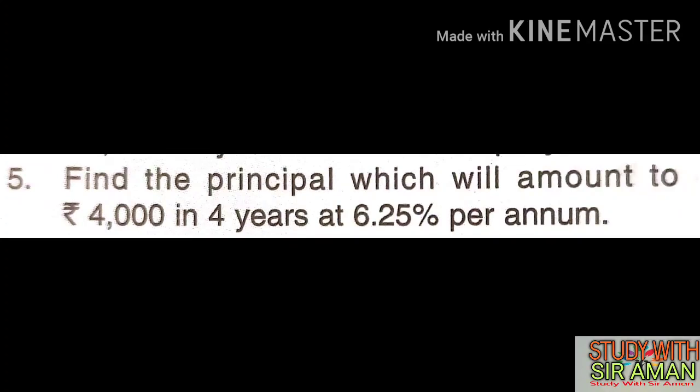Find the principal which will amount to... We need the principal. The amount is 4000, time is 4 years, rate is 6.25% per annum. Per annum means per year. Okay, we need the principal. How will we do this?